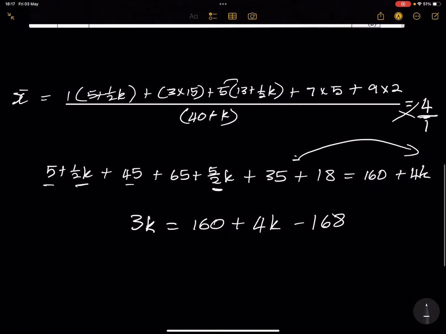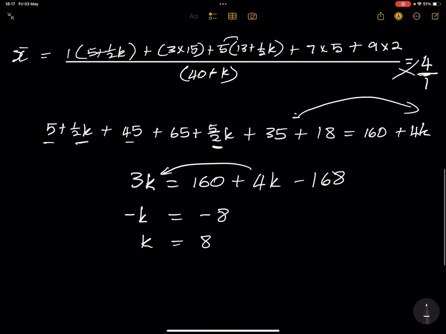So 3k minus 4k gives us negative k. 160 minus 168 would give us negative 8. Which means that the number of staff members that were absent would be 8 members. And there we go, ladies and gents.